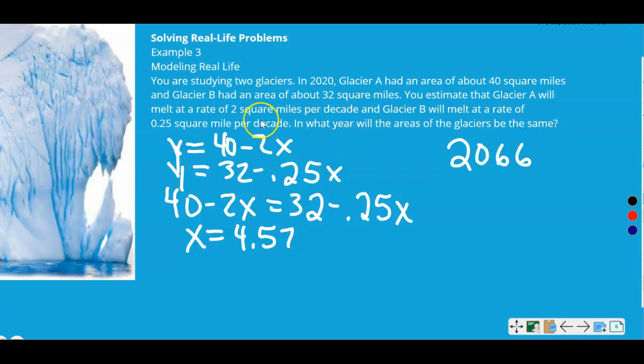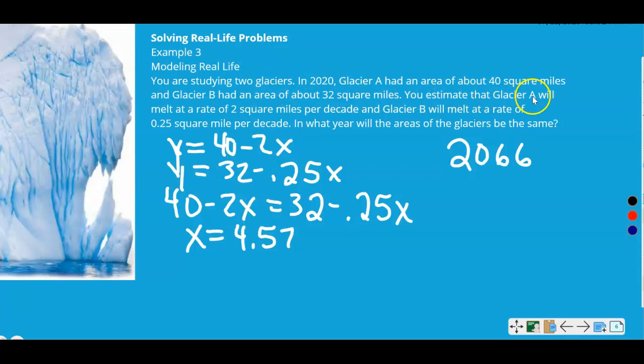Again, just real quickly, we wrote our equations based on the information given. It's straight from the problem. Glacier A had an area of 40 square miles. Glacier B had an area of 32 square miles. Those were our y-intercept numbers here. You estimate Glacier A will melt at a rate. Melt means it's going down, so that's why we subtract 2 times x. X is the amount of time it takes, and we don't know what that amount of time is till we solve it.